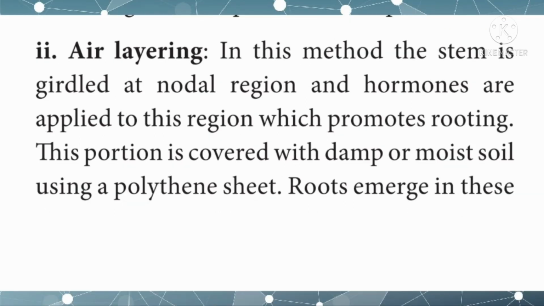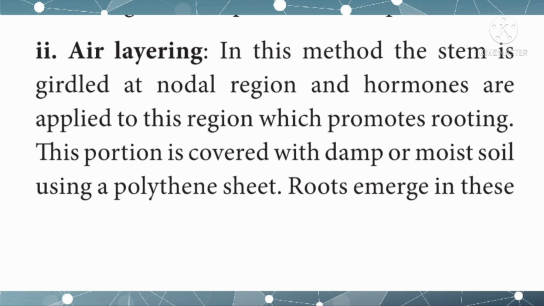That's all. In the air layering technique, the stem is girdled at a nodal region. Nodal means the point of attachment of a leaf to the stem. That portion is called the nodal region. In this nodal region, the bark is girdled. That means the bark is completely removed around the stem. That is called a girdle. In this girdled region, we apply some root inducing hormone and then moist or damp soil, and we package it using a polythene sheet. After some time the roots will emerge.